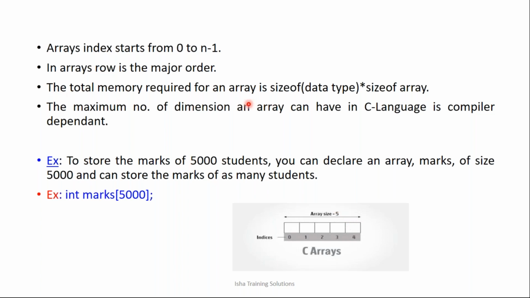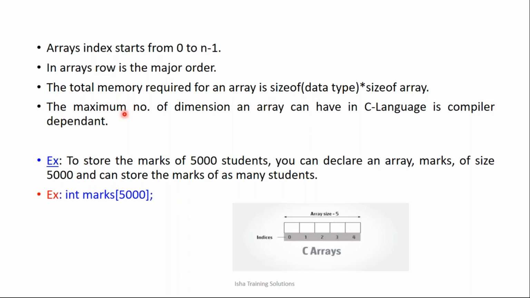Next, the total memory required for an array. How the array size is found depends on the data type we are using for that particular array. For example, marks of 10 is an array, and I have declared that array as integer data type. So the array size is going to depend on the data type we are using.